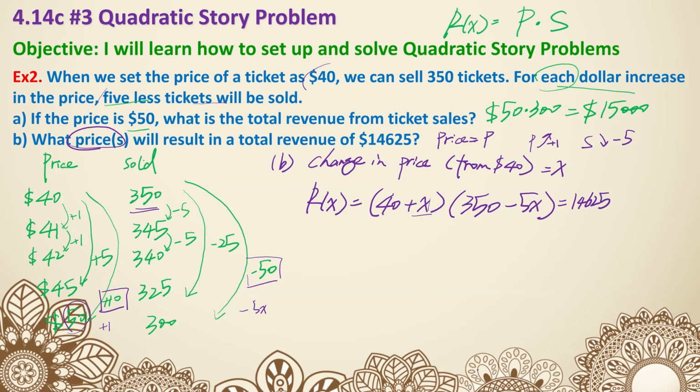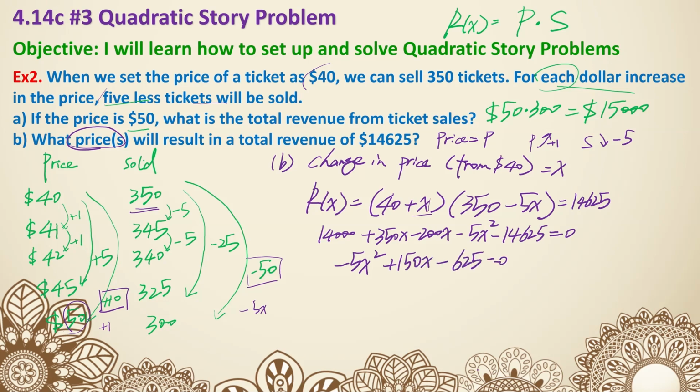Let's solve it. 40 times 350 is 14,000, and it's plus 350x minus 200x minus 5x squared. Let's subtract the 14,625 over. Okay, we will have negative 5x squared plus 150x, then minus 625. We can take out a GCF, which is negative 5, or in other words, divide everything by a negative 5. We'll have x squared minus 30x plus 125.